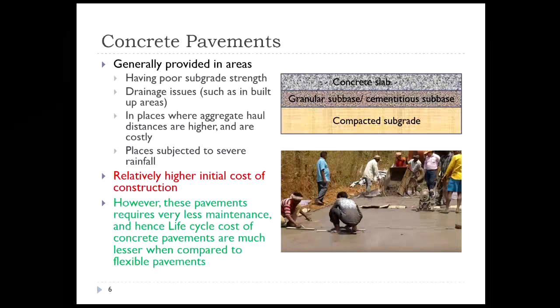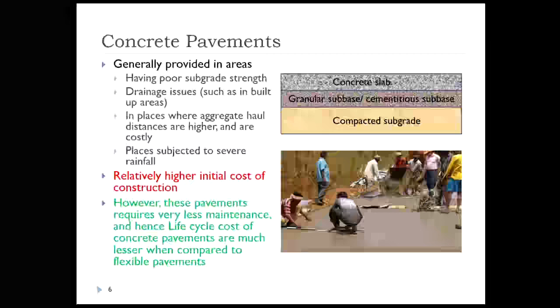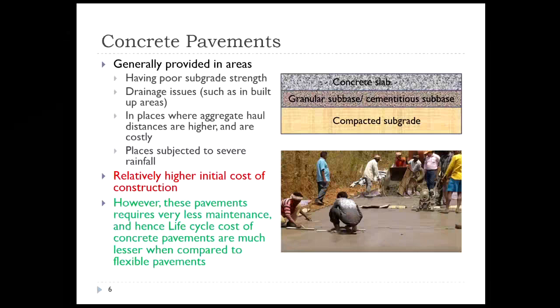Now, where we encounter drainage issues, even in your low volume roads, even in the roads constructed by PMGSY, especially when you encounter village areas or places where you have habitations, we tend to provide concrete roads, citing the reason that there is poor cross drainage facility available there, or you don't have sufficient width to provide a cross drainage facility. So we cite these drainage issues and provide concrete pavement only in that specific stretch. We also tend to provide concrete pavements where aggregate haul distances are larger.